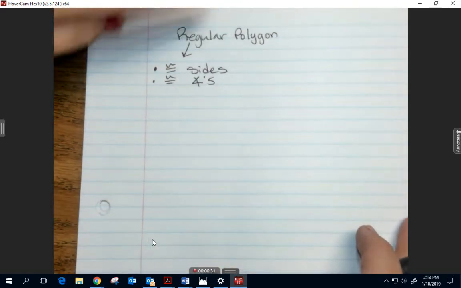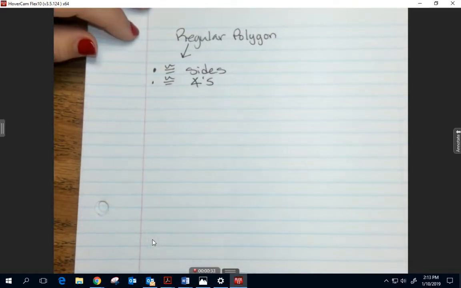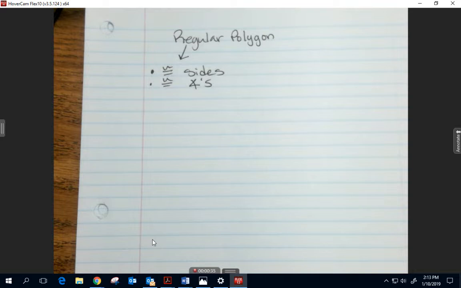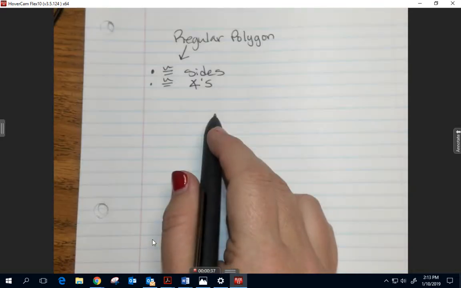I'll zoom in a little bit more. And if I need to, let's do this so you can see that better.